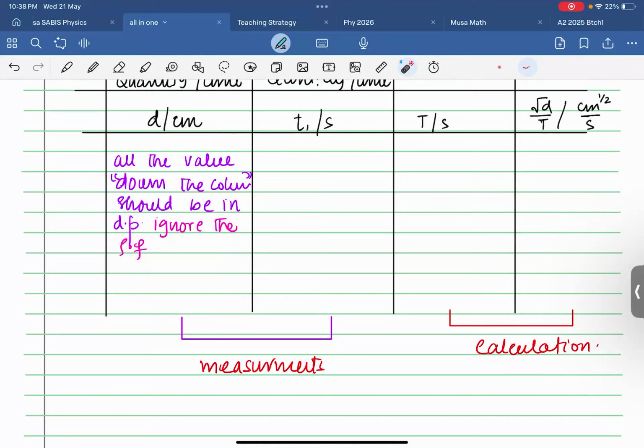And if you're taking the measurement with the vernier caliper, you know that the vernier caliper can measure accurately up to 2 decimal places. So if you're taking the measurement with the vernier caliper, then all the values down the column should always be in 2 dps. So let me just write down the values for you guys.